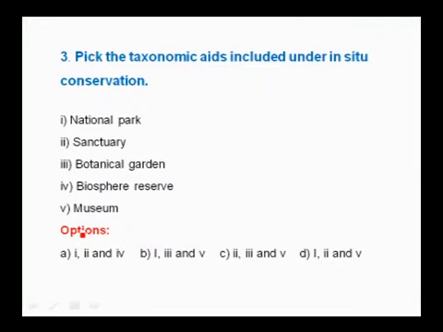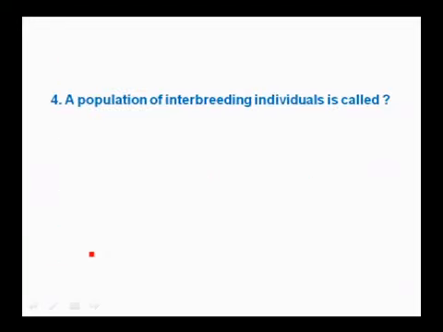Museum, as you all know, is a man-made place where all the organisms are stored so that you can go any time and observe these. So the right answers are national park, then sanctuary and biosphere reserve. So it is 1, 2 and 3. Okay, you can see the right options are 1, 2 and the next one is 4. A is the right answer. Let's move on to the next one.